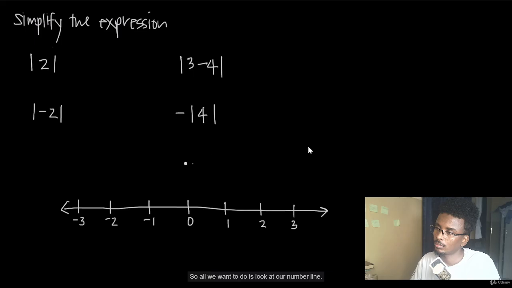So all we want to do is look at our number line. We always start here from the origin at 0, and we have positive 2 on the number line. So we're just going to go over to positive 2, 1, 2, and we'll end up here. So how far is 2 from the origin? Well, it's 2 units away from the origin, so the absolute value of 2 is just 2, because remember, absolute value of something is the distance of that thing from the origin.